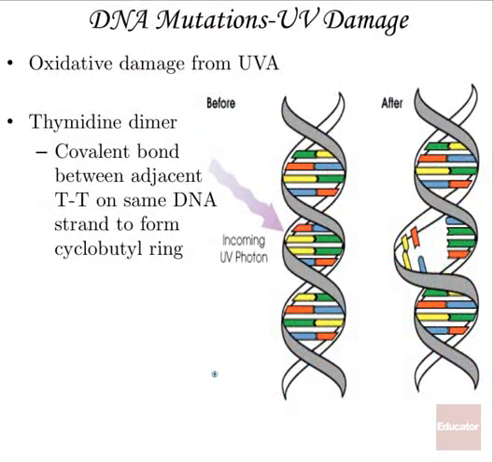So one of the DNA mutations that I want to talk about is caused by UV light. Okay, so UV damage. Remember, UV light is a type of non-ionizing radiation. Okay, and so oxidative damage occurs from UVA exposure. All right, and one of the main things we have occurring from this is what's called a thymidine dimer.